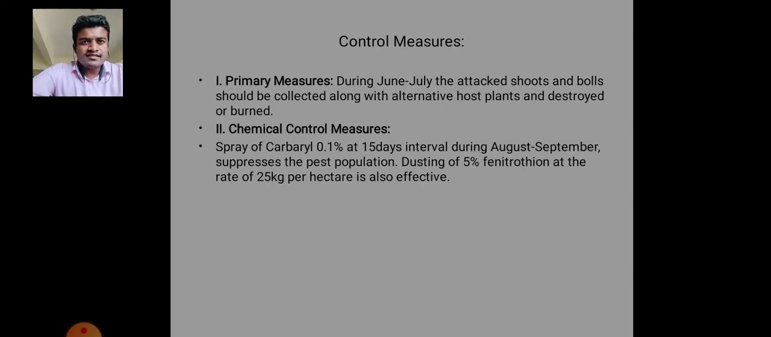The second controlling measure is chemical control measures. Spray of carbaryl 0.1% at 15 days interval during August to September suppresses the pest population, that is, suppresses the action of spotted bollworm. Dusting of 5% fenitrothion at the rate of 25 kg per hectare is also effective to stop the attack of spotted bollworm.